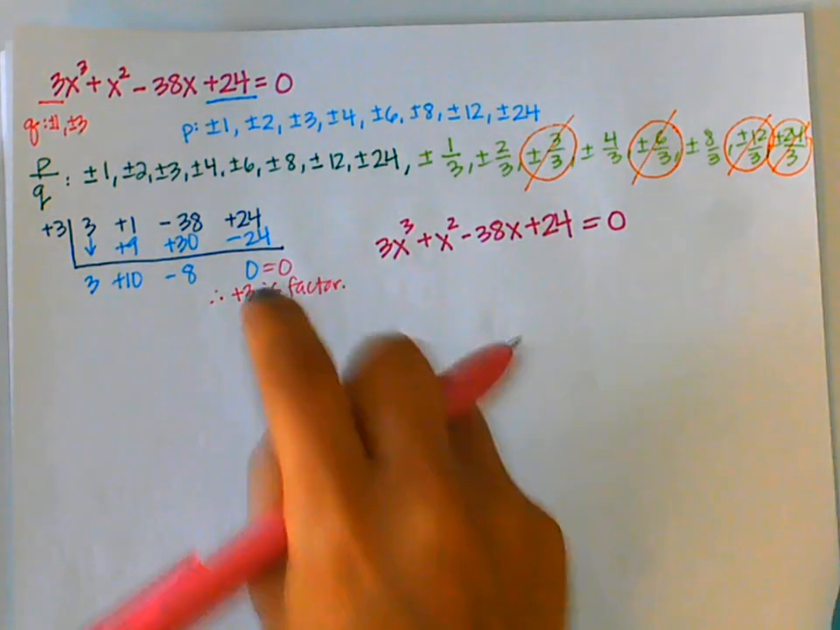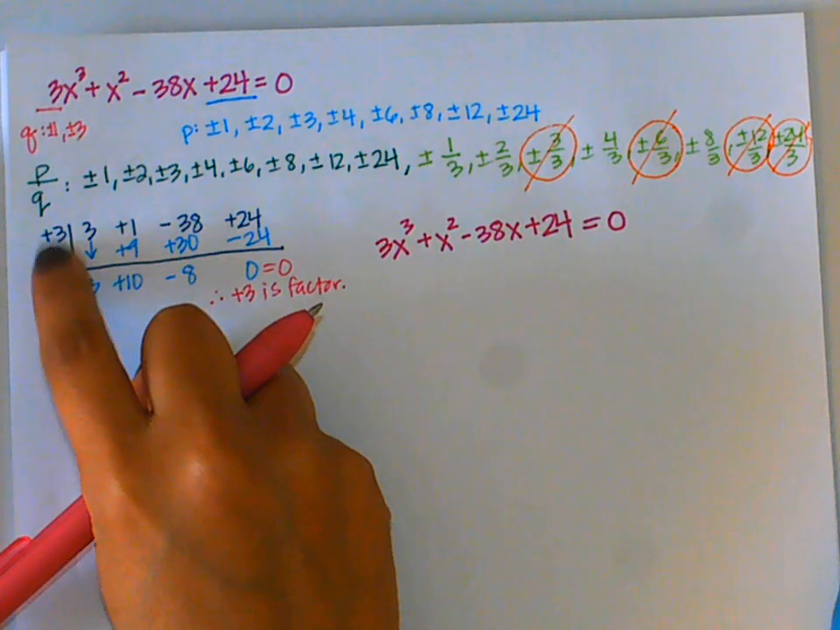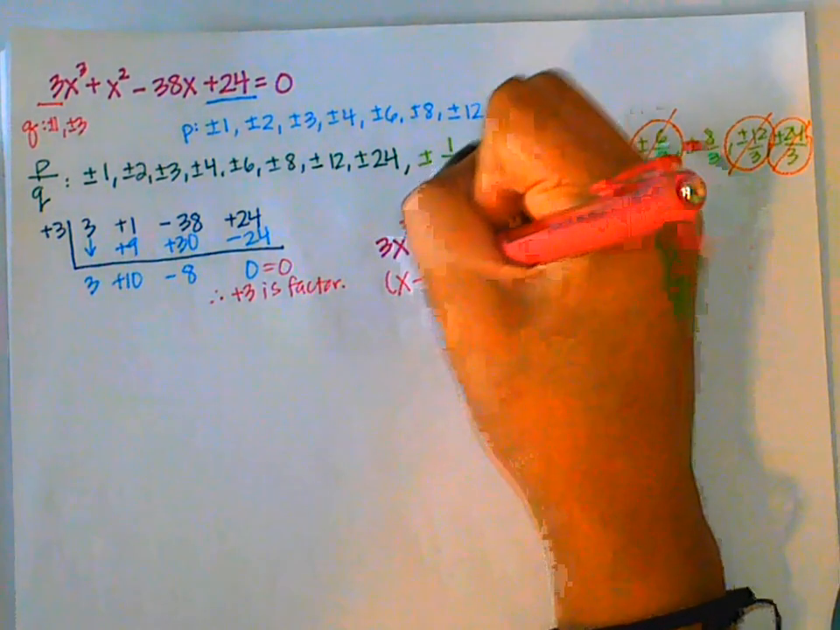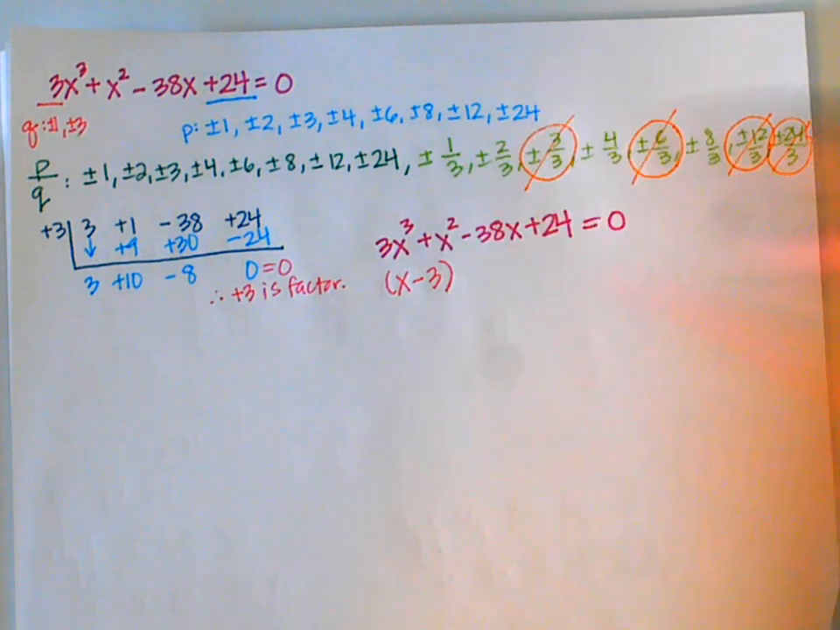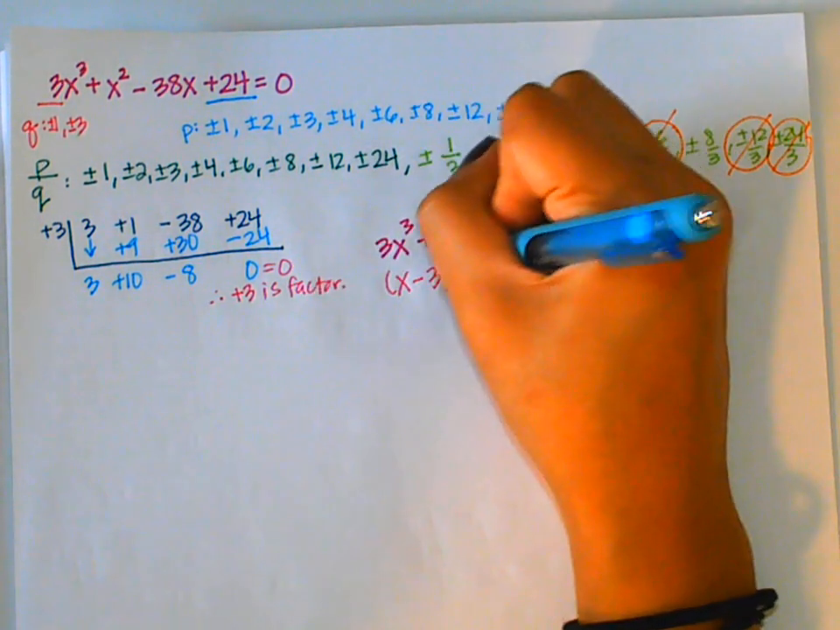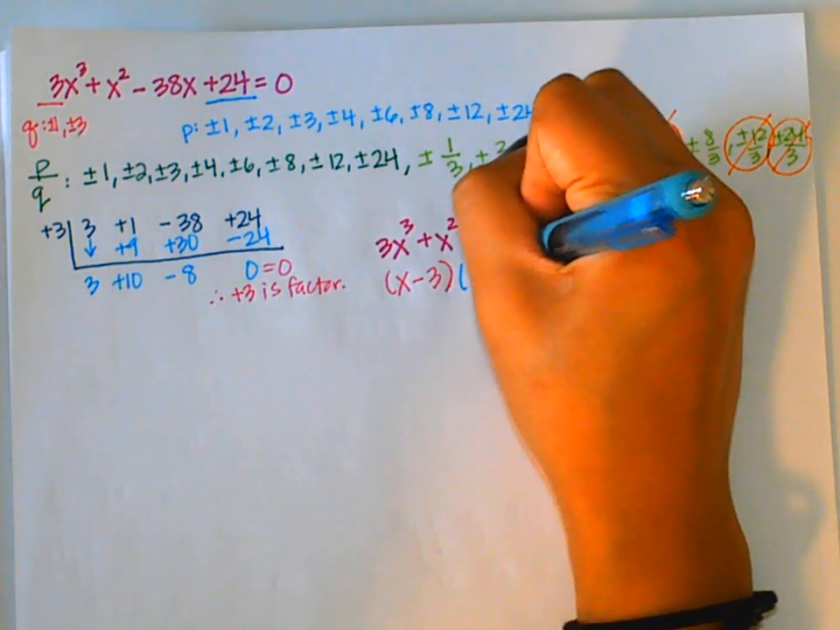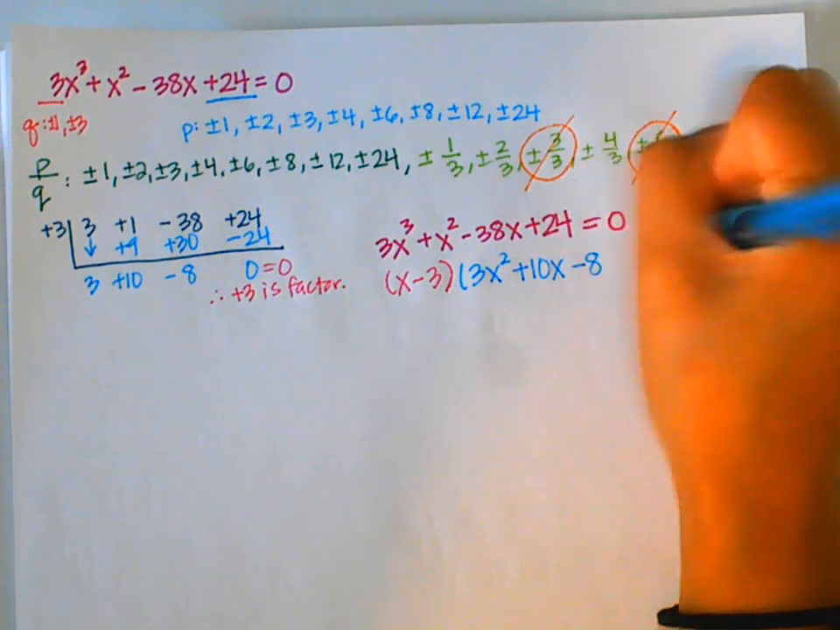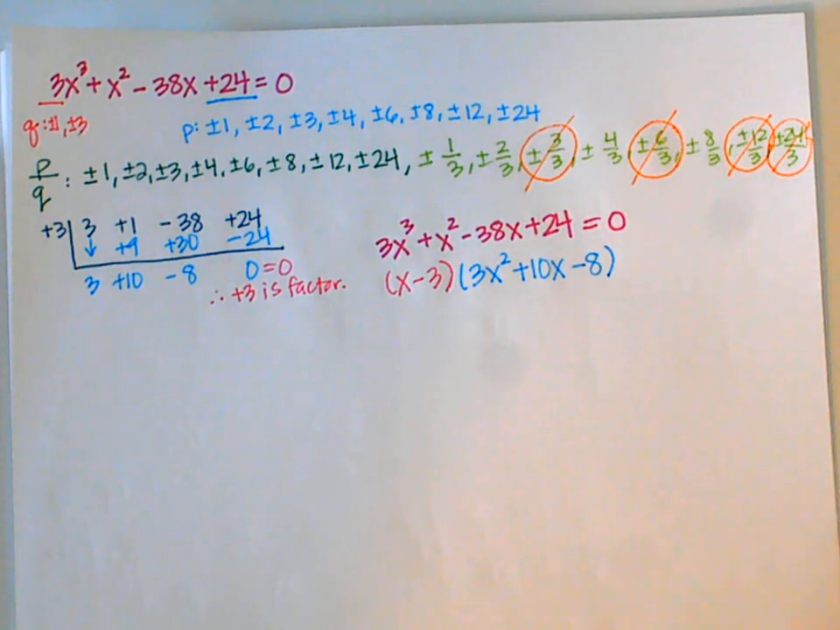So since plus 3 is a factor, that would turn into an x. Remember, it's the opposite, so minus 3. What I would be left with is 3x squared plus 10x minus 8, and then equals 0.